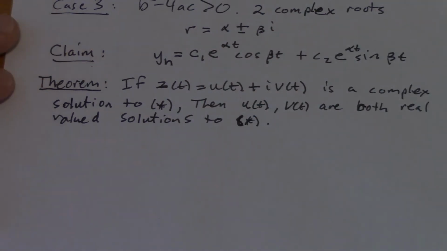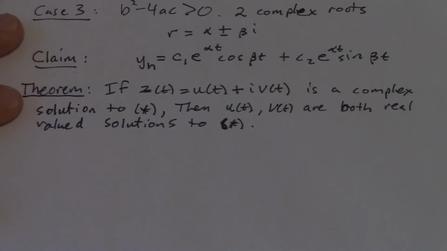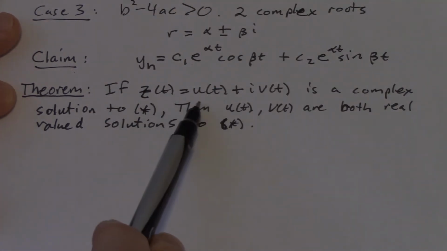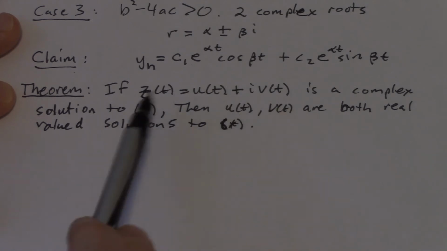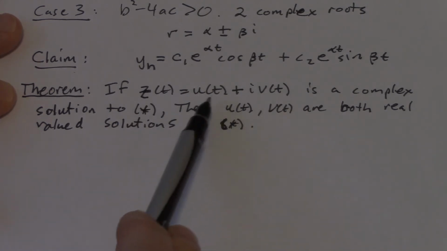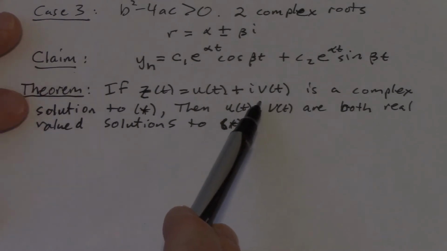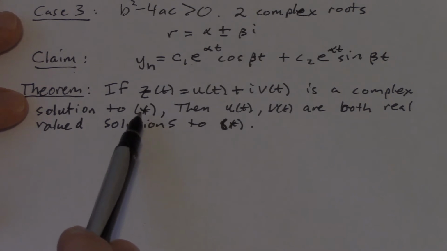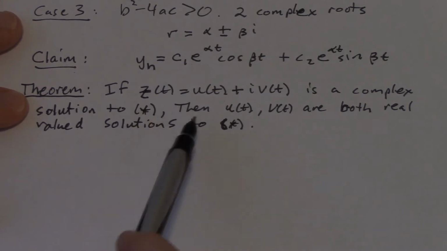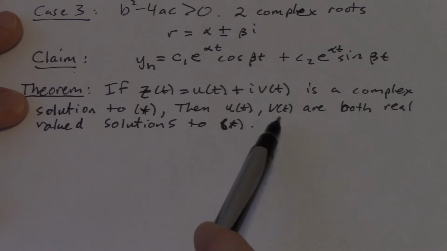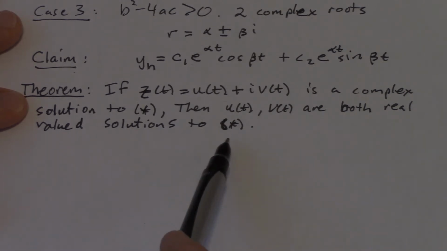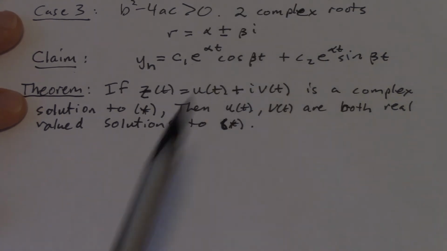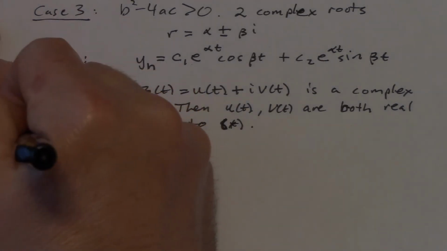Okay, so here's what the theorem says. If z of t equals u of t plus i times v of t, so this is a complex function that has a real part and an imaginary part, and if that's a complex solution to star, which is ay double prime plus by prime plus cy equals 0, then u of t and v of t are both real valued solutions to star. So that's how we're going to get these two things. All right, so here's the proof.